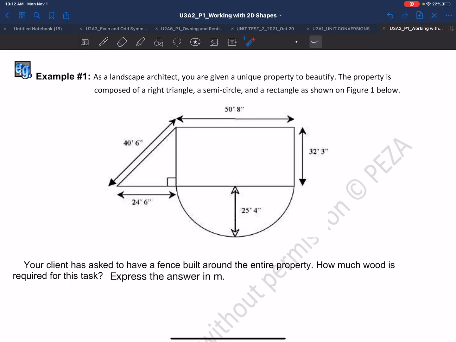Hello and welcome. In this example, we're taking a look at a composite shape, and we are going to have to find the perimeter, which is given in feet and inches, and convert to meters. So let's read the problem together.